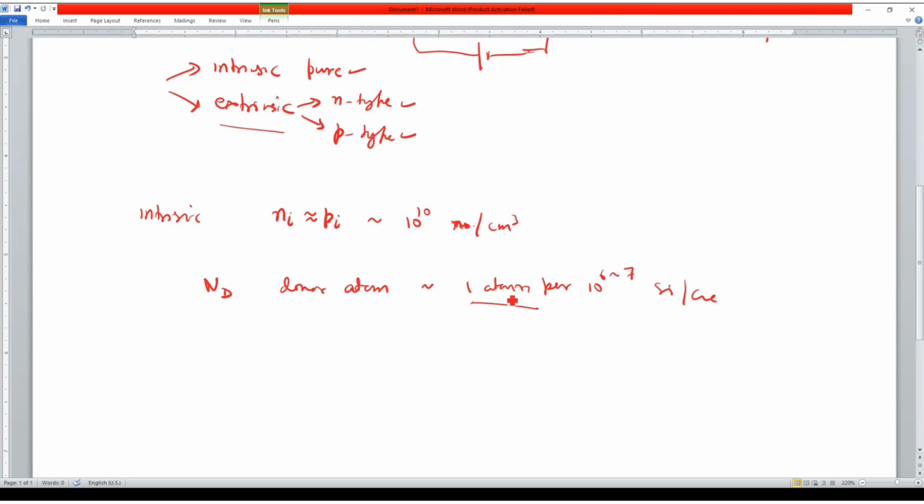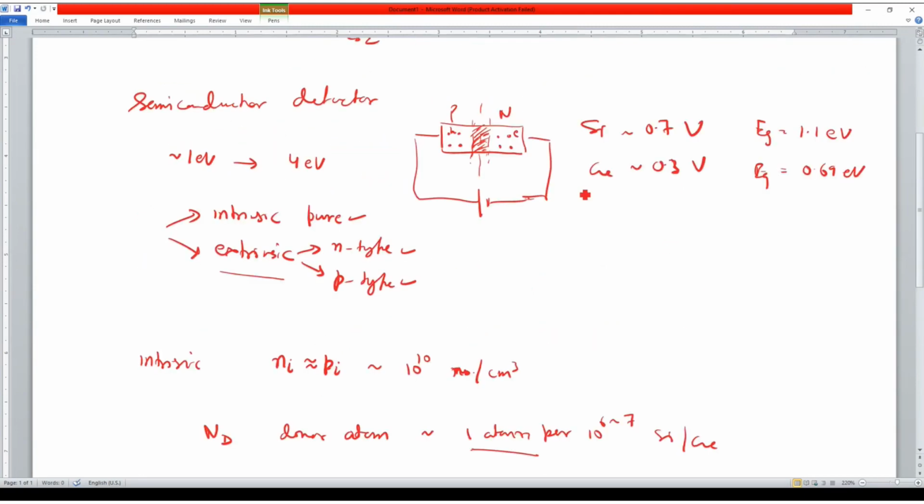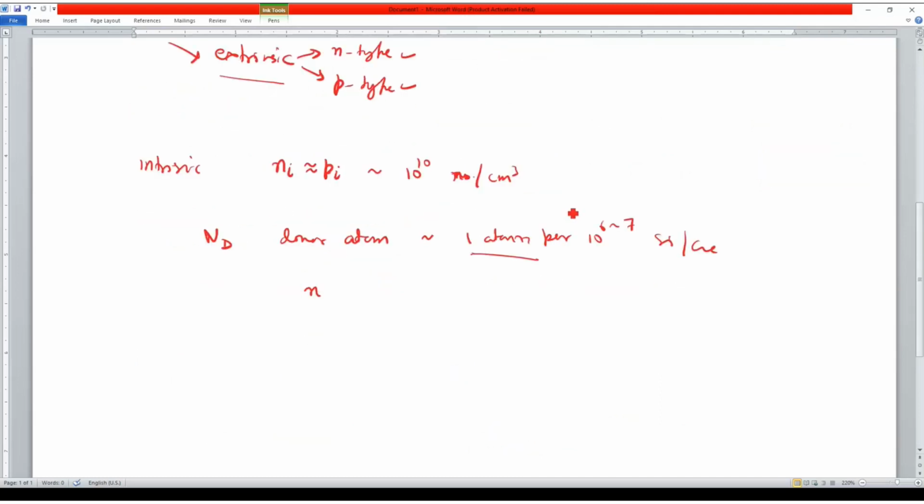Means putting this much of atom means one atom per this silicon atom, and if you know the size of the crystal and if you know the unit cell of the silicon, then roughly the n, which is the number of electrons in this n type, when you do the doping of pentavalent, so you get an n type material, in which electrons are in excess. So if you do this kind of doping, then roughly this order is the number of electrons which is generated, which is in the conduction band, that will be roughly around 10 to the power of 17.